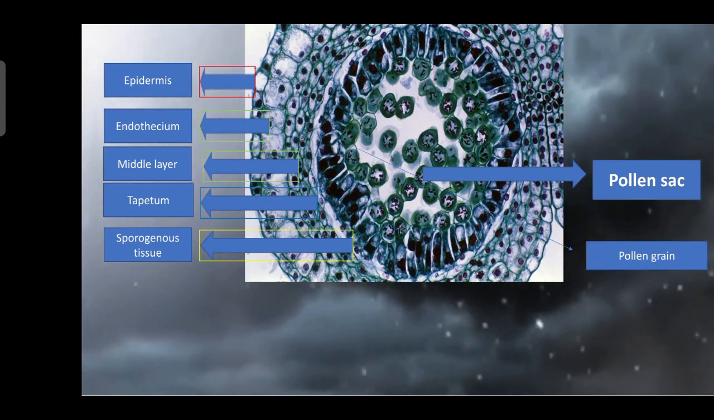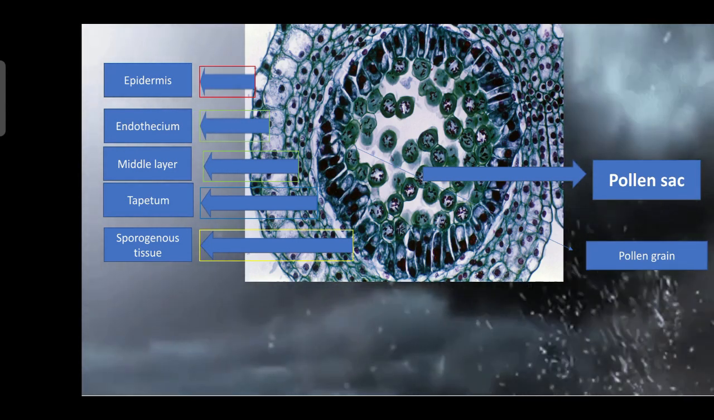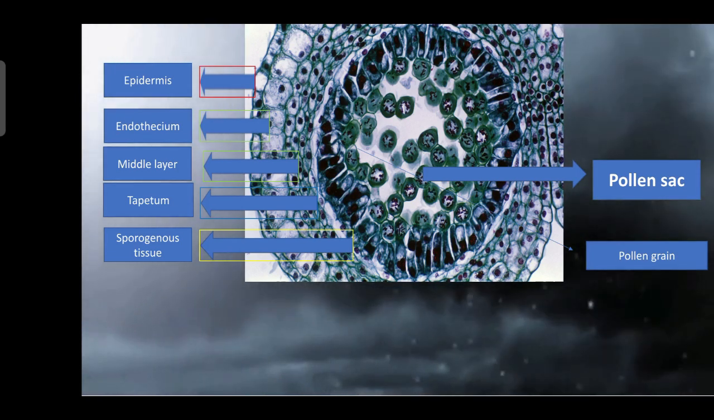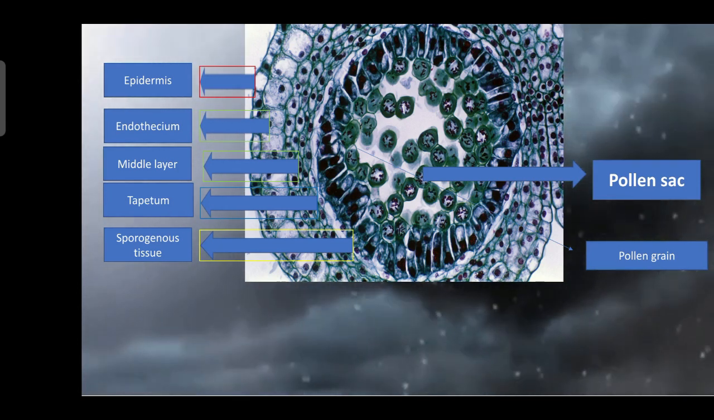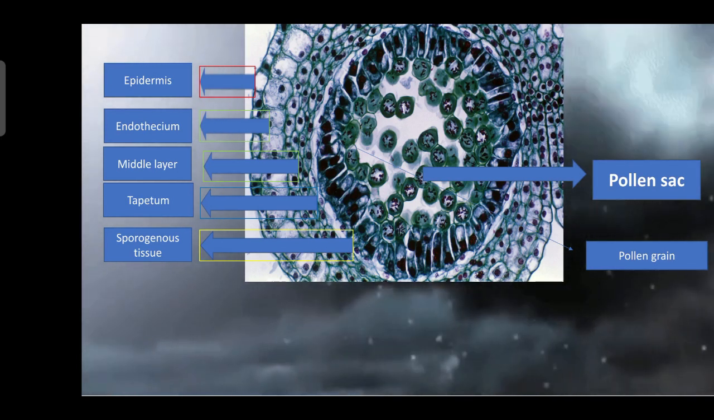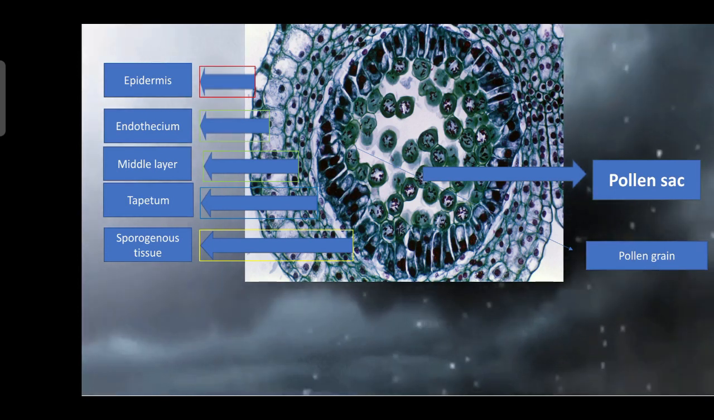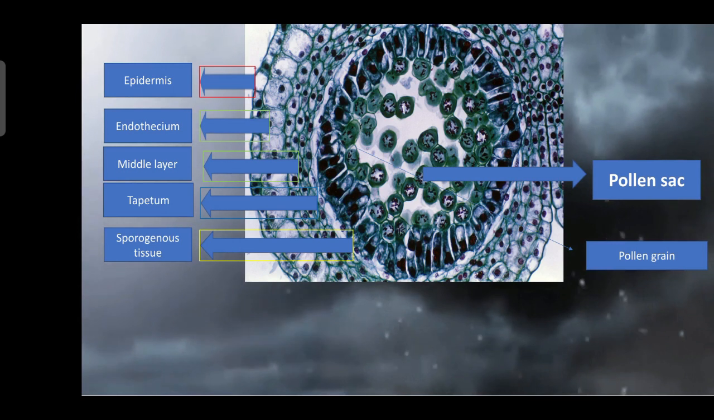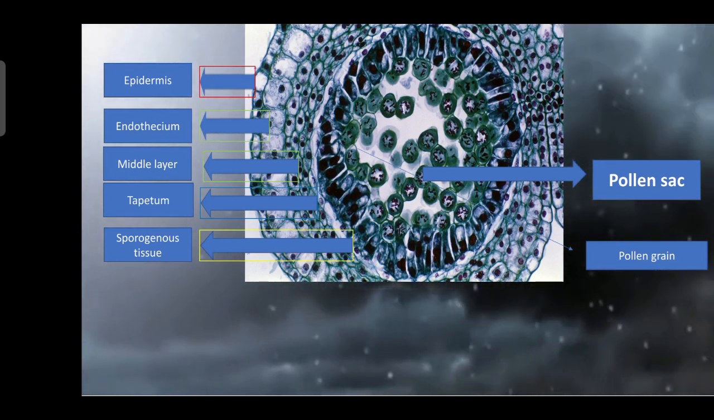The third one is the middle layer. What does this middle layer do? The middle layer is made up of 3 to 4 layers. They are found just below the endothecium layer. They store the food that is required for the pollen mother cells. So the middle layer is made up of 3 to 4 layers, found below the endothecium. They store the food required for the growing pollen mother cells.